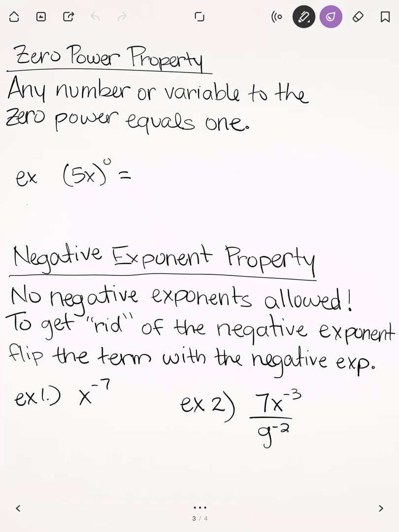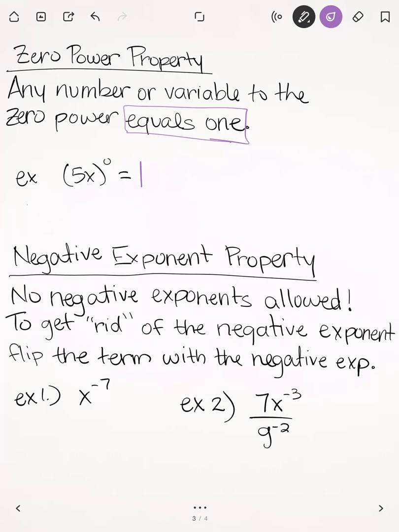So the zero property, we've been talking about this for a while. Any number or variable raised to the 0 power equals 1. No matter what, it equals 1. So 5x to the 0 power equals 1.